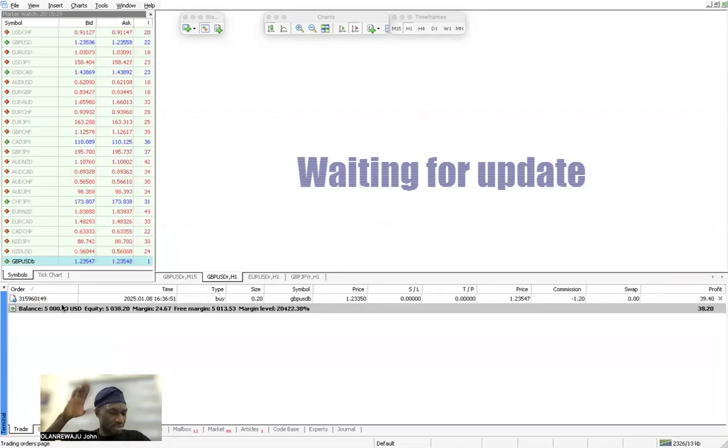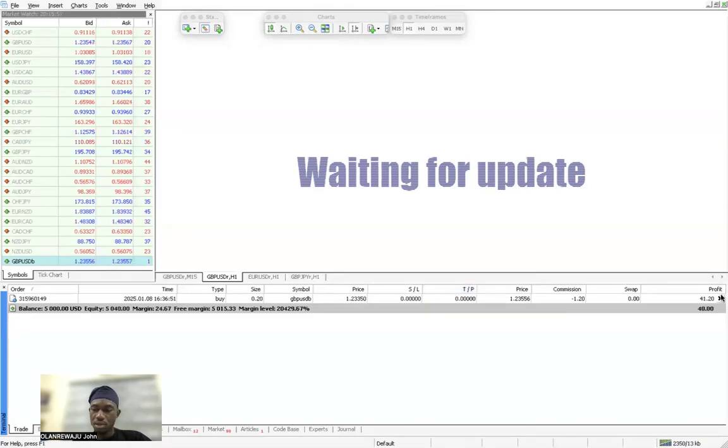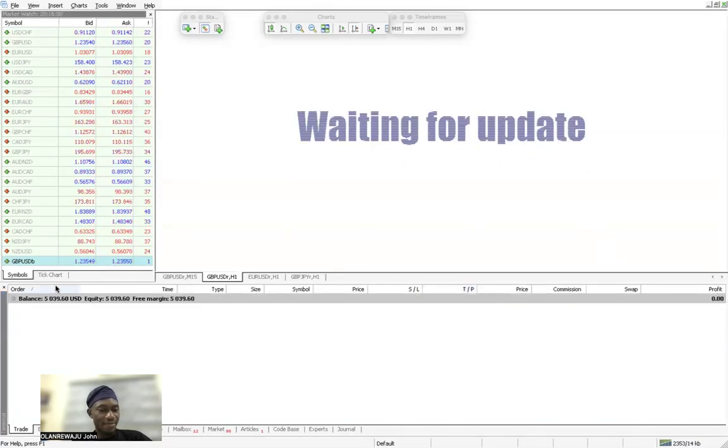What does floating mean? It's still floating. Until I close this trade, this 39 points or this $40 profit is not mine yet. So while a trade is going on, what I have is my equity. Equity will be showing me what I will have when I close the trade. So then when I close the trade, like I want to do now, let me close it. Then everything goes to my balance. Do you get it? So equity is like your proposed balance while the trade is going on.